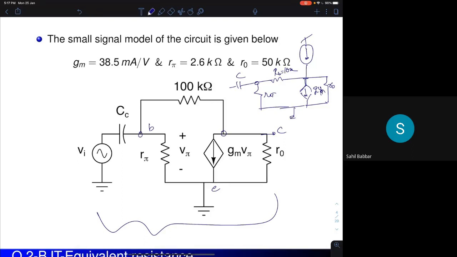Find the small signal parameters, then replace the 3 terminals of the BJT by the small signal model. That's it. That gives you your small signal model.